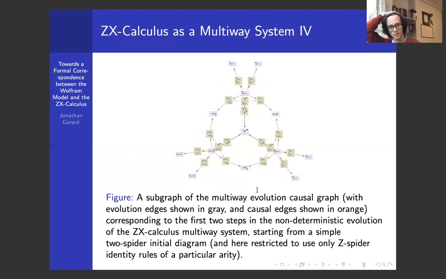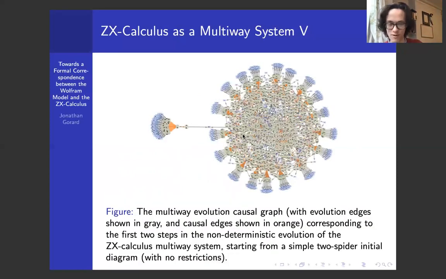And in addition, obviously, to looking just at the rewriting structure, we can also start to look at the causal structure. So we can start to look at effectively what are the patterns of causal dependencies between rewriting events that occur in the ZX calculus. So this is a subset of the full multiway causal graph for the ZX rewritings on this particular diagram. This is what the full multiway causal graph looks like. So it's a little bit complicated.